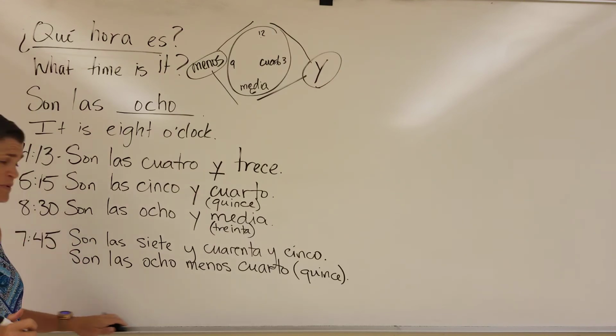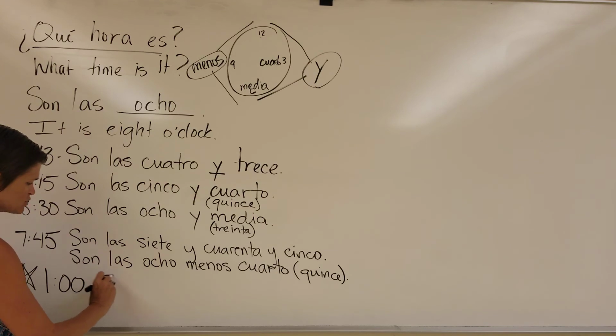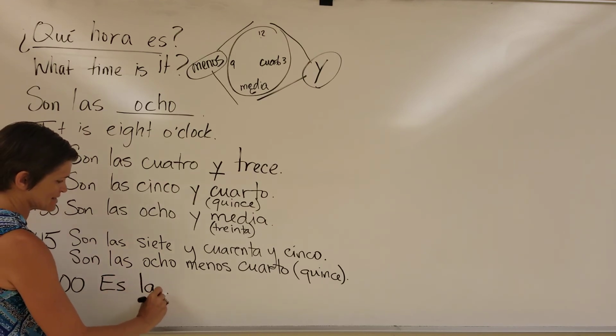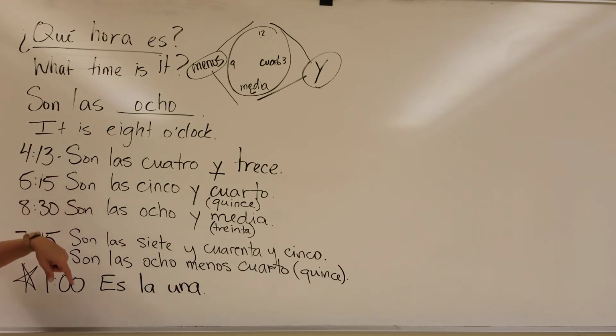And then there's one other special thing with time, and that is if it's 1 o'clock or 1 o'clock with any minutes following it, that's the only time where we won't use this son las because it's not plural. There's only 1 hour. So 1 o'clock is special. It's just going to be es la una. And we can do that to all this stuff. Es la una y media if it's 1:30, or es la una y cuarto if it's 1:15. So that's how we tell time in Spanish.